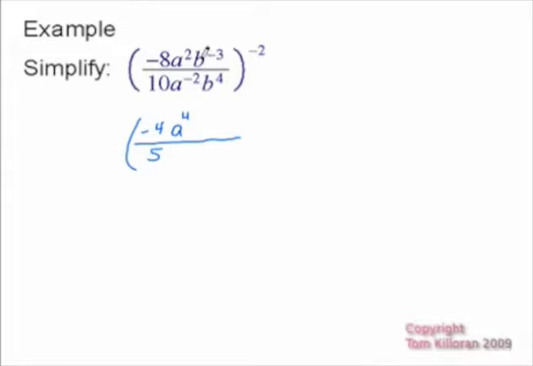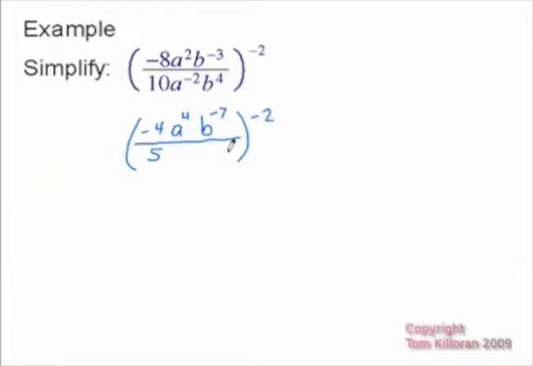Here we're going to get b to the negative 3 minus 4. So negative 3 minus 4 will give you negative 7. So that would be b to the negative 7. And then we're going to raise this whole thing to the negative 2.